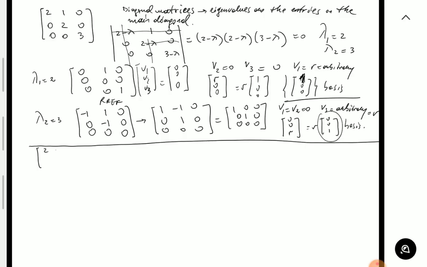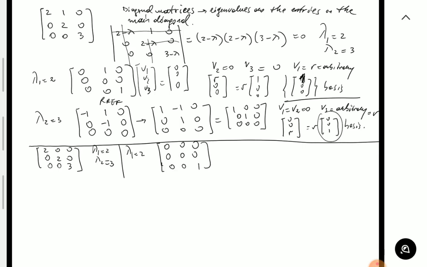Again, just a simple matrix so that it's easy to compute. So let's say we have 2, 0, 0, 0, 2, 0, 0, 0, 3. Again, notice it's diagonal, so I already know the eigenvalues are 2 and 3. Starting with lambda 1 equals 2, subtract 2 from the main diagonal. These are kind of trivial examples, but otherwise it's just too tedious to compute by hand, right? So 0, 0, 0, 0, 0, 0, and 0, 0, 1.